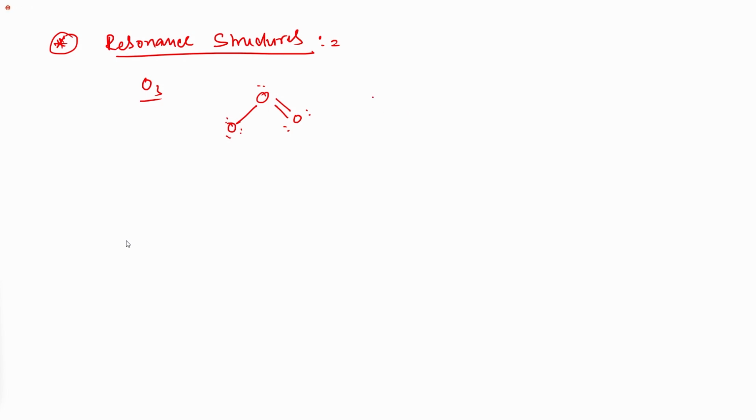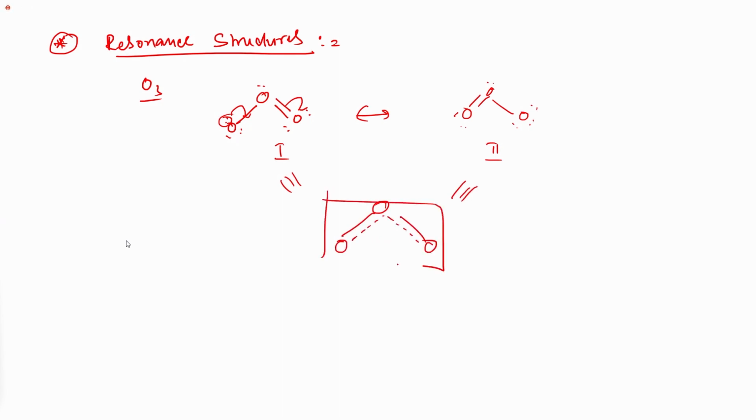For that Lewis structure, if you are asked to draw another resonating structure of O3, another will be like that. So this is one resonating structure, this is another resonating structure, but both resonating structures are equal. This is called the resonance hybrid, and these are called resonance structures.